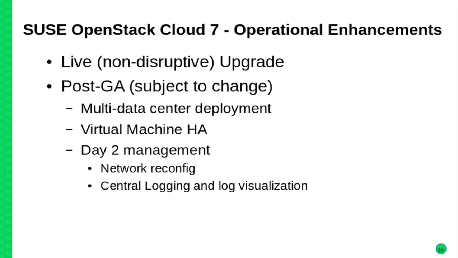Some of the things that we call operational enhancements, and this is actually, I think, the most interesting thing we're doing in this release, is that we can now do what we call live migration. And what that means is that if you have running workloads on SUSE OpenStack Cloud 6, when you migrate to SUSE OpenStack Cloud 7, you won't have to shut down the VMs. So they'll be fully operational during the entire upgrade process.